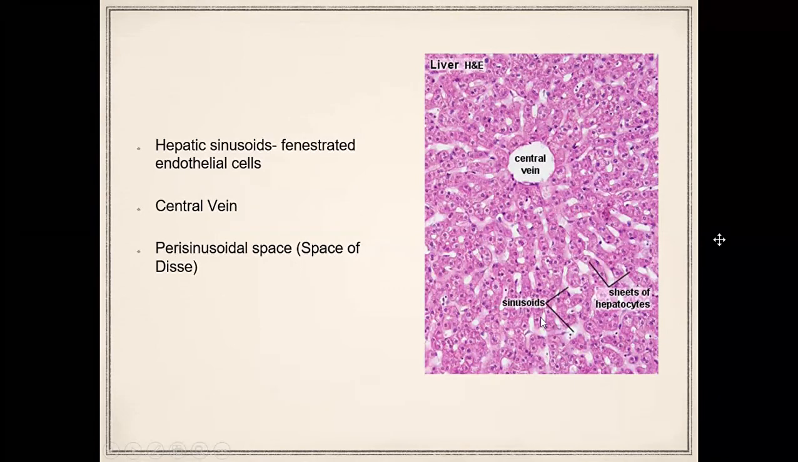When you say sheets of hepatocytes, that is the arrangement of your hepatocyte sheets. You should know the different descriptions. And then the sinusoids are the white ones, the spaces. Okay.